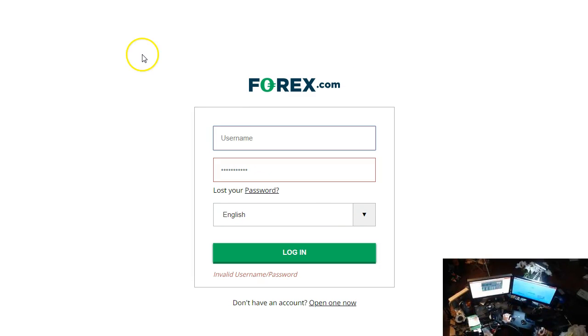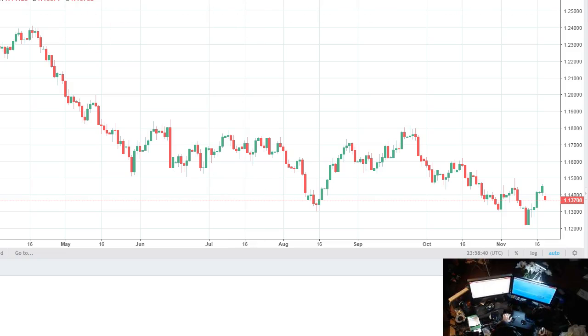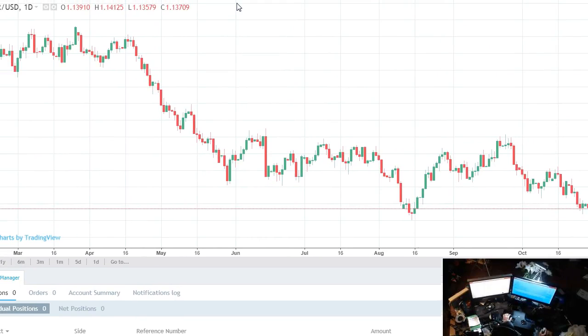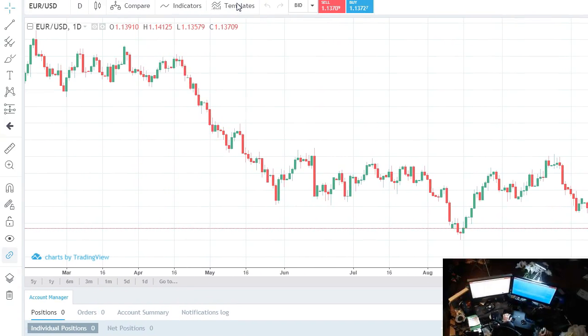Let's log in. All right, so I couldn't figure out what the login is. So it's a different login, I guess. All right, so I figured it out based on the email that they sent me. And finally, we've made it into my Forex account. And this is the way it looks.